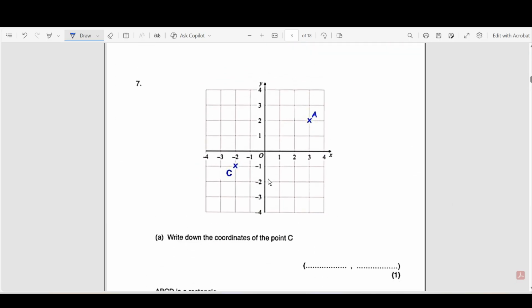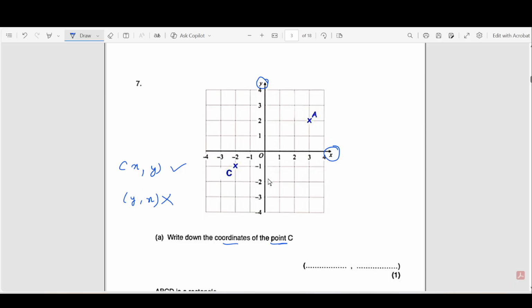Okay, it says write the coordinates of point C. To write coordinates, first we check the horizontal line. First we write the x coordinate and then y. We never write y first and then x, this is wrong. The x coordinate is on the horizontal line, and the y coordinate is on the vertical.